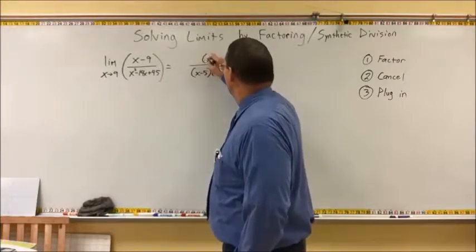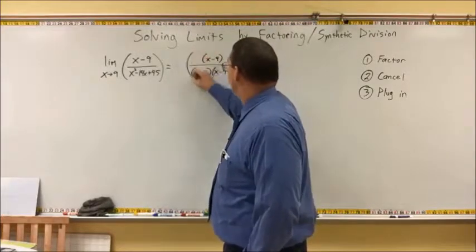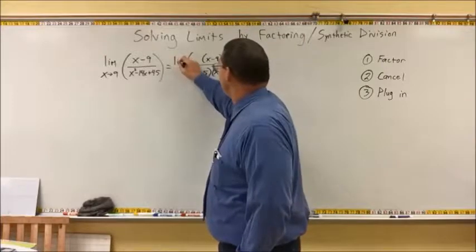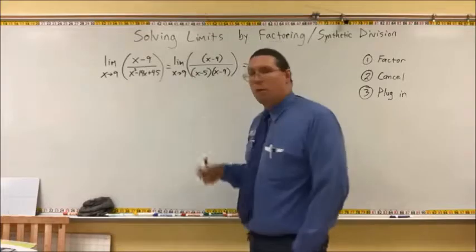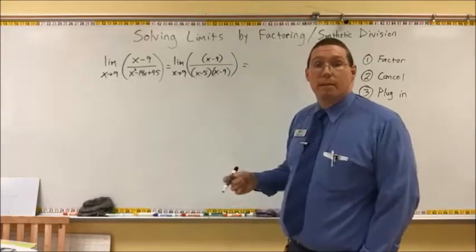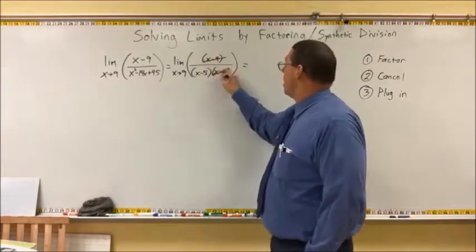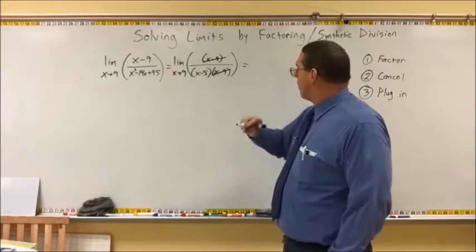So this denominator factors into x minus 5 times x minus 9. And the numerator is still x minus 9. And this is still a limit as x approaches 9. Okay? Step 1, we factored. Now we're going to cancel. Cancel the x minus 9's. And all we have left is an x minus 5, right?